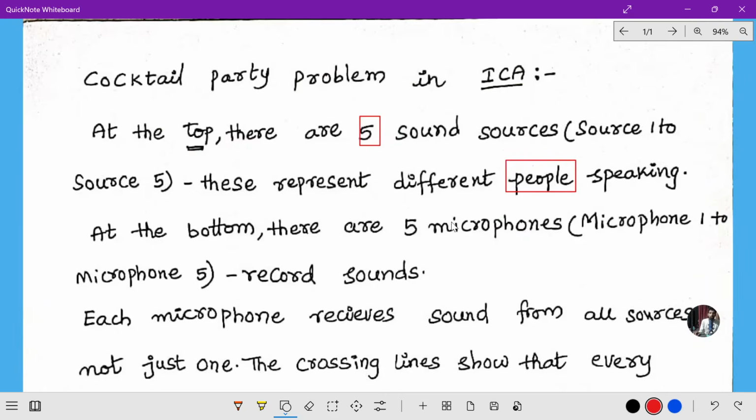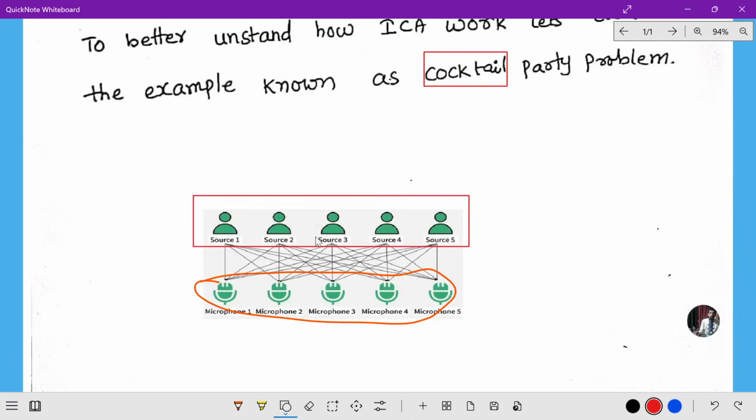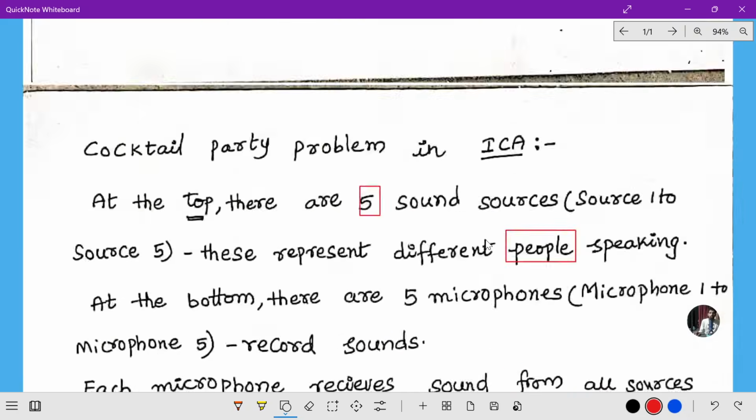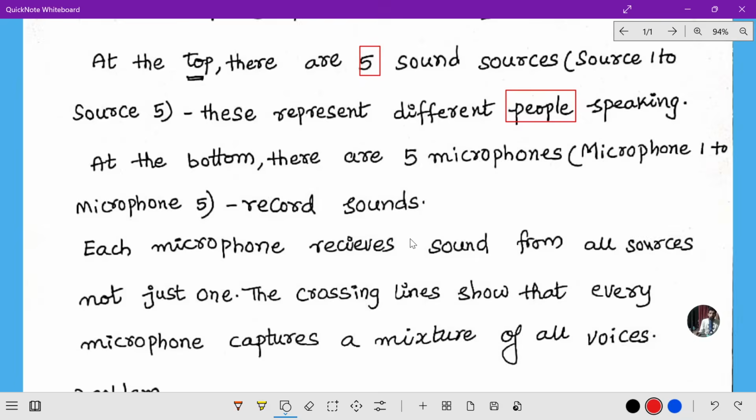At the bottom, there are 5 more microphones. Microphone 1 to microphone 5 record sounds. Each microphone receives sound from all sources, not just one. The crossing lines show that every microphone captures a mixture of all voices. So these are called crossing lines. Every microphone captures all the sources.